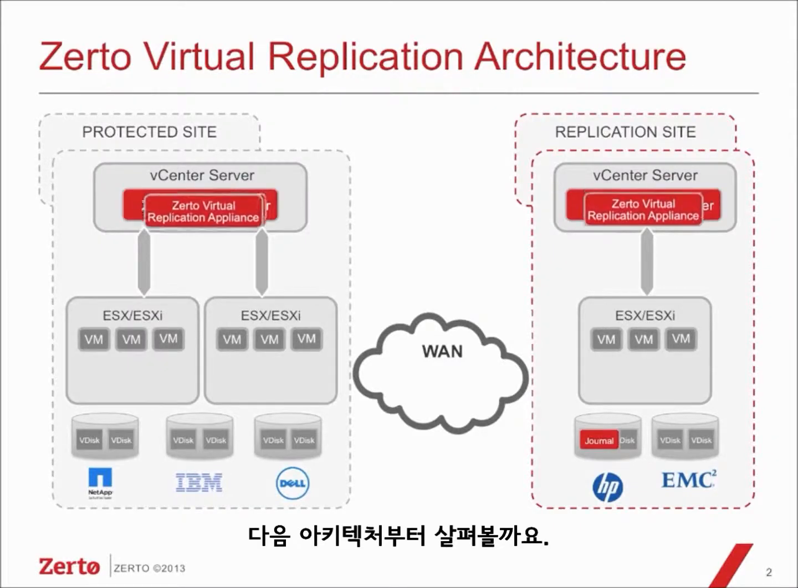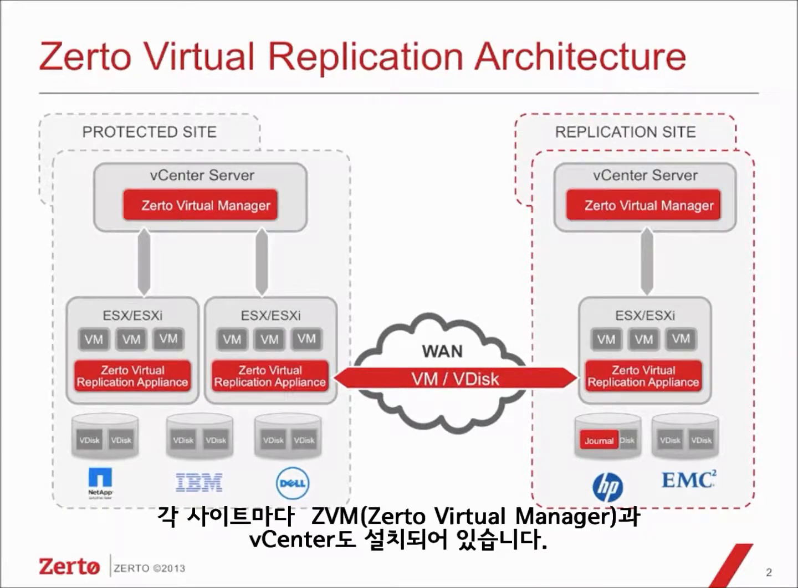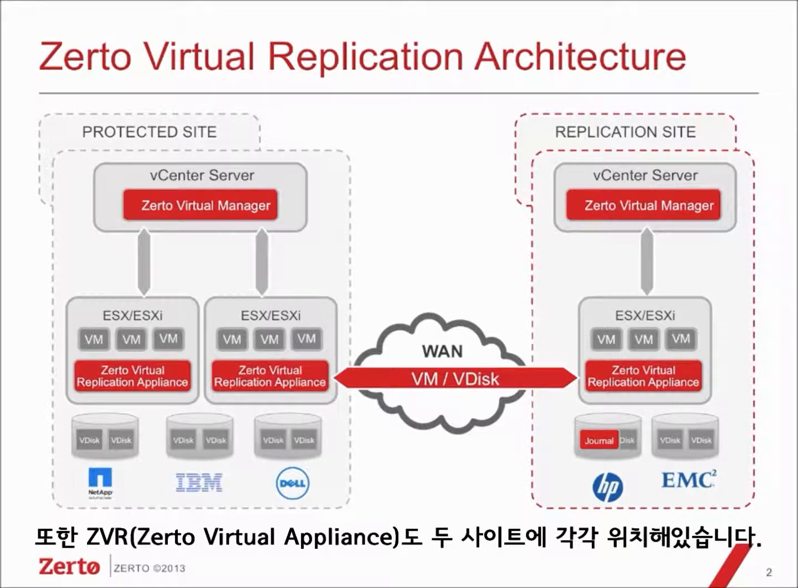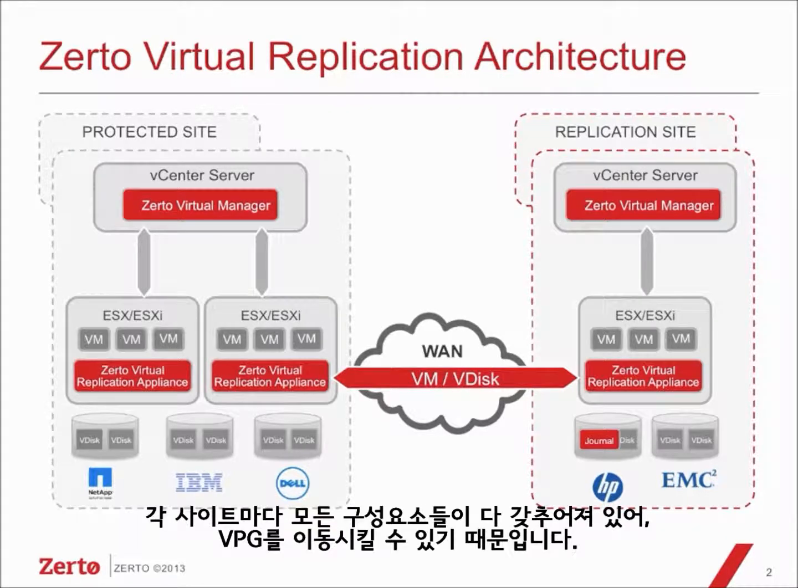So let's look at the architecture. We have a protected site and a replication site. We've got our Zerto virtual managers installed at each site. We've got vCenters at each site. We've got our Zerto virtual replication appliances at each site. So now we're ready with the architecture, having it paired with the WAN connection there. We've got all the pieces in place in order to take a VPG that we create and then move it.